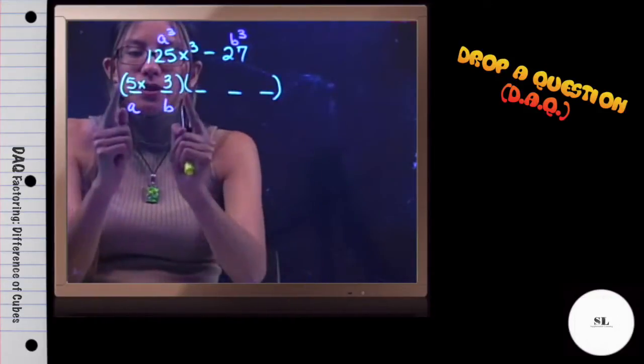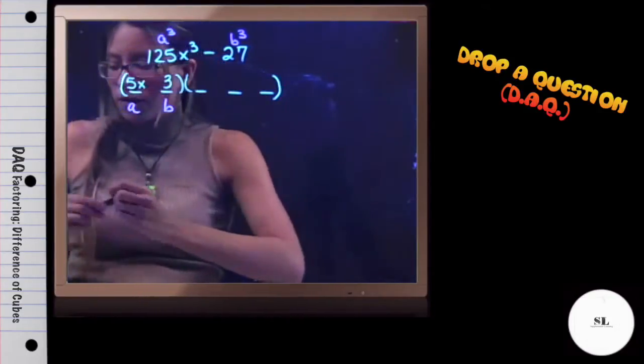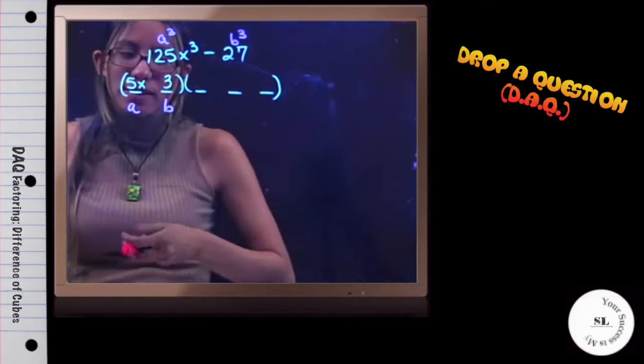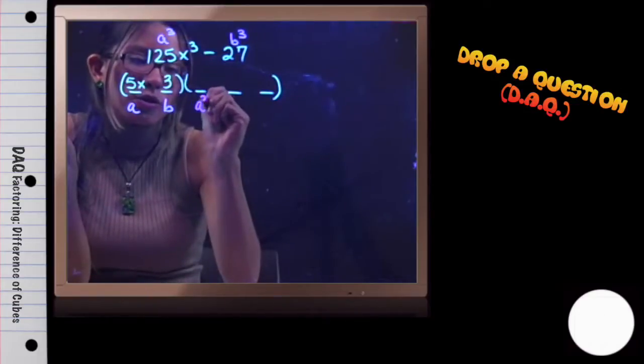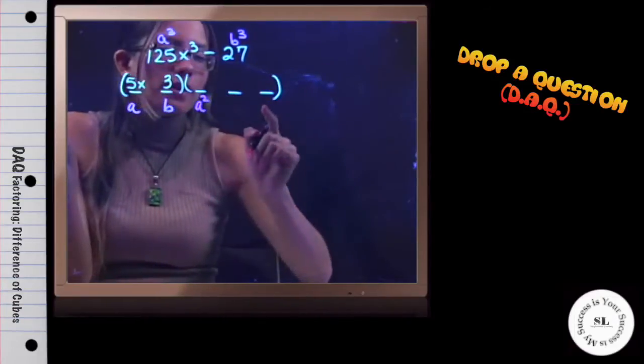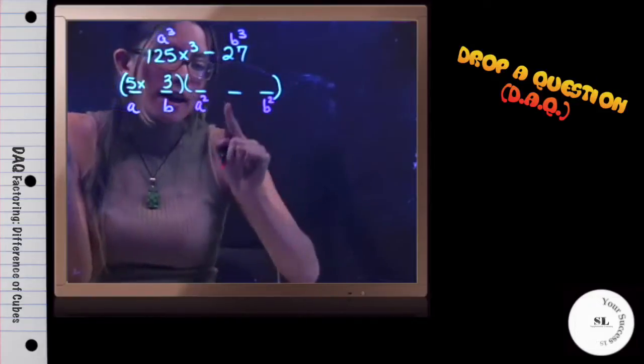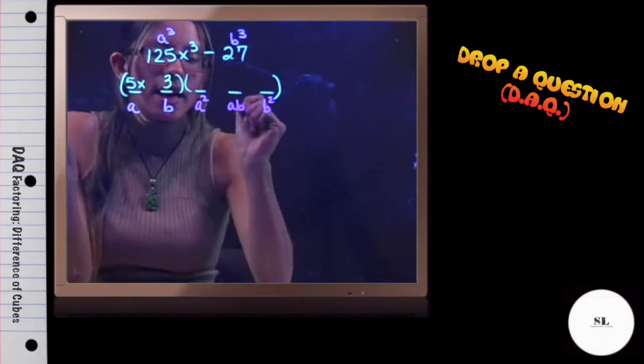Now that I have the first group filled out, I can fill out the second group. And then we'll go back and do the signs. So the second group, first placeholder will be a squared. The last one will be b squared. And this middle will be a times b.